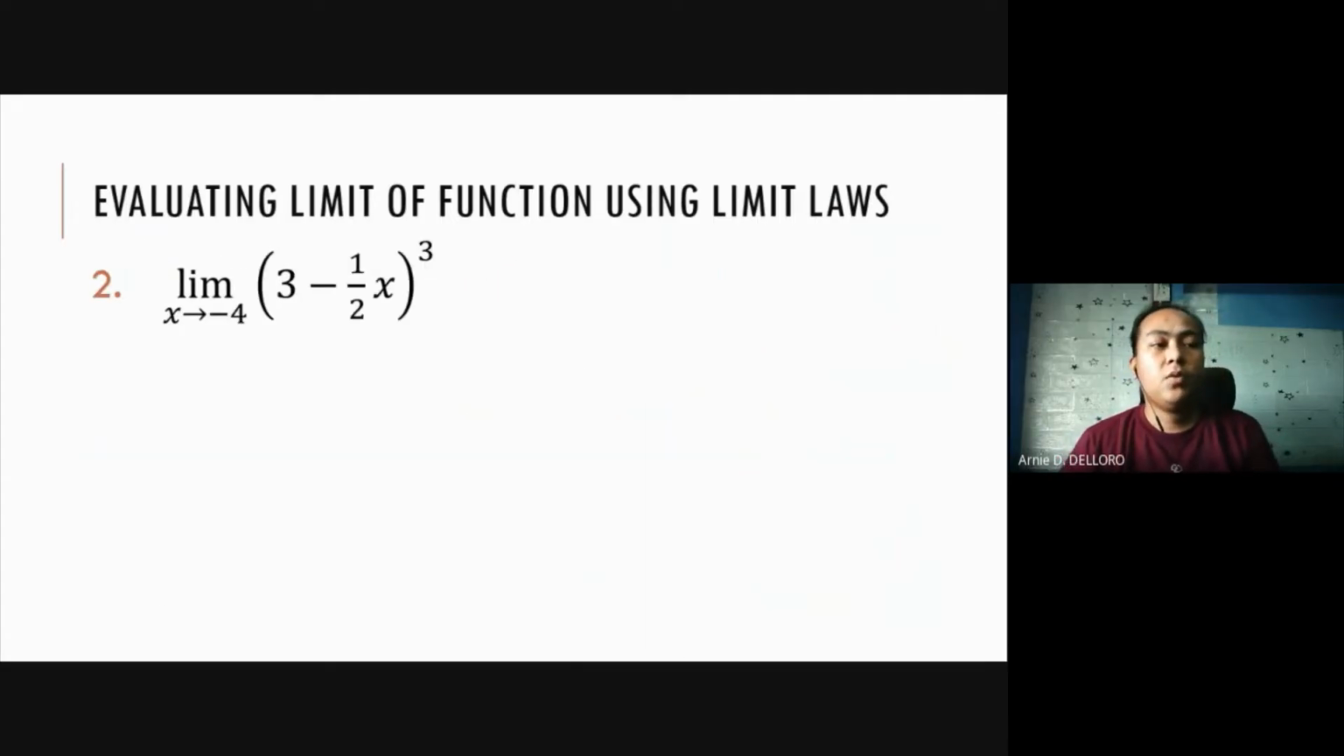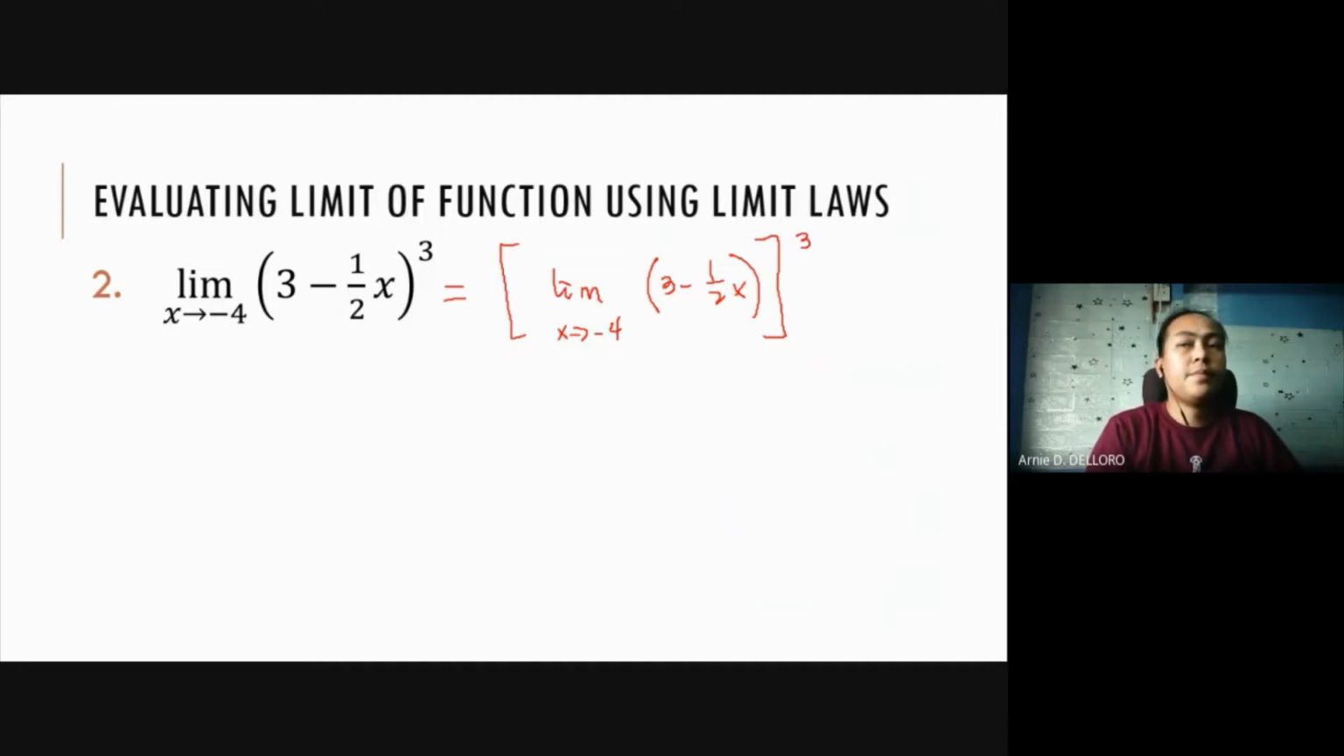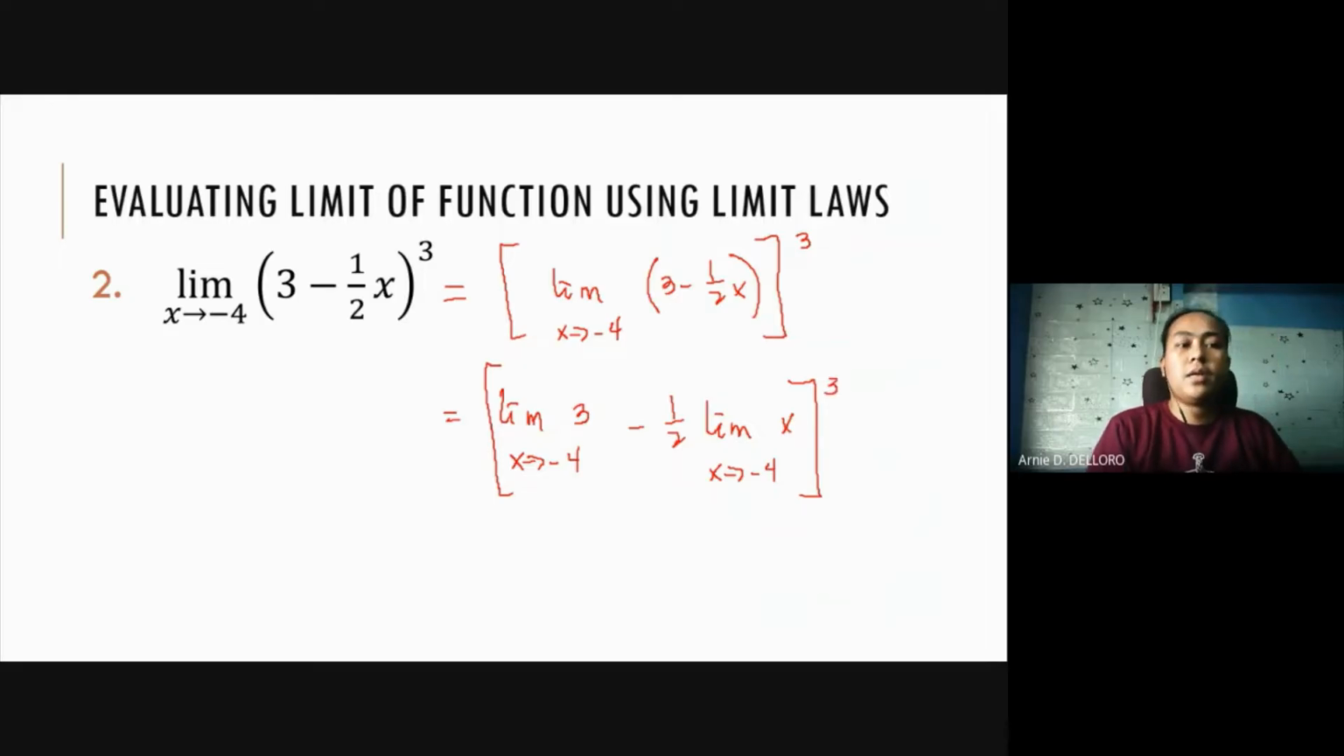We have the limit of the quantity 3 minus 1 half x cube as x approaches negative 4. Okay? Pwede natin ditong i-apply yung the limit of the nth power of a function. So, pwede nating ipasok yung lahat ng limit sa isang parenthesis. Anong ibig sabihin? We can have the limit of 3 minus 1 half x as x approaches negative 4 raised to 3. Okay? Sige, let's evaluate. We have the limit of 3 as x approaches negative 4 minus 1 half limit of x as x approaches negative 4. Okay? Lagyan natin siya sa bracket or sa brace, raised to 3.